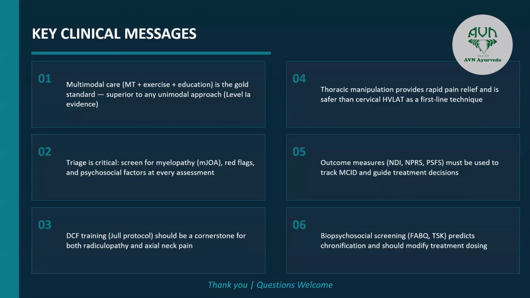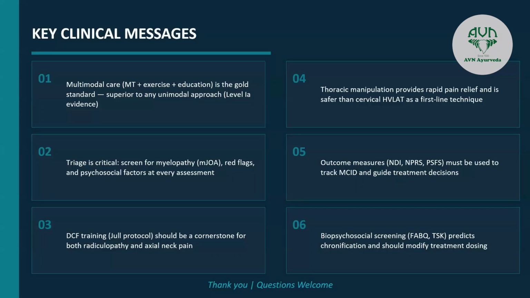If we only go for modality, that doesn't work. We have to go for manual therapy, exercise, education, as well as advanced therapeutic approaches along with it. So triage is critical. We have to initially screen the patient for any kind of red flags or yellow flags that have to be taken care of, and we have to go for deep cervical flexor training. That should be a cornerstone for both radiculopathy and axial neck pain, in order to prevent further progression, activate the muscles, improve the range of motion, and maintain the curvature of the spine.